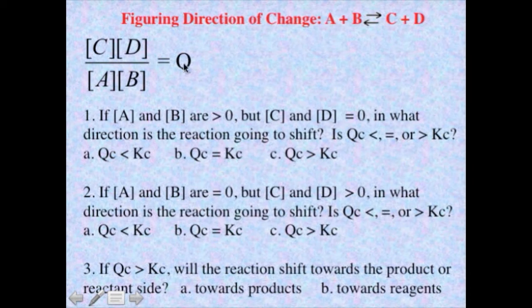And that is going to have the effect of lowering the value of Q, because when you increase the denominator of a ratio, the value of the ratio decreases. So Q will get smaller as the reaction shifts toward the reagent side. So in this situation, Q is larger than K, and it's going to shift to the reagent side. So that's what 3 is.